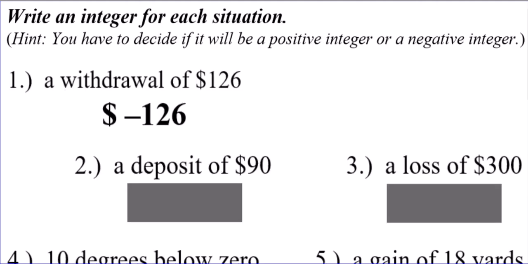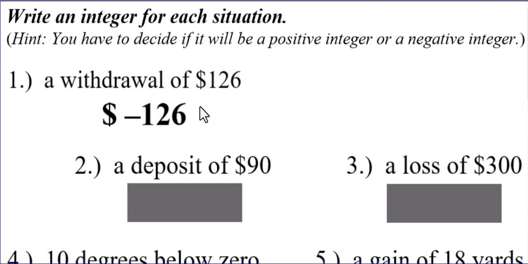All right, let's flip to the next page. The directions say write an integer for each situation. Now remember what the word integer means. We had this at the very top of the first page of the guide notes. An integer is basically a whole number or possibly the negative counterpart of a whole number. So you basically have to decide, and I have this for you in the hint, if you're going to write a positive number or a negative number, a positive integer or a negative integer.